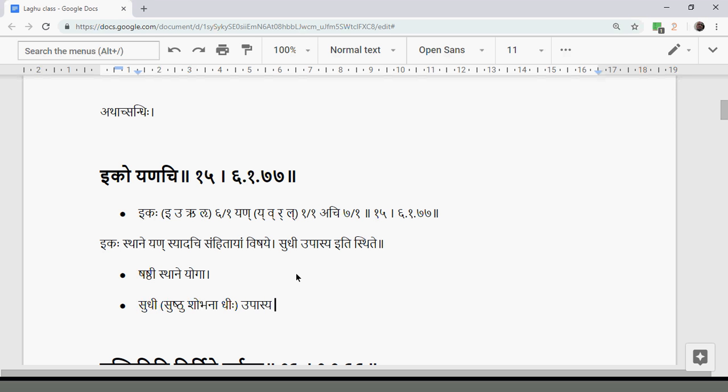Let's say ishwara is upasya. I am making a samasa to say what? Let's say ishwara upasya. He is upasya. Ishwara is upasya. How? Sudhya upasya. Who is upasya through sudhi. With a sushtudhi, with a good buddhi, with a clean shobhanadhi, ishwara is upasya. So ishwara should be worshipped or meditated upon.